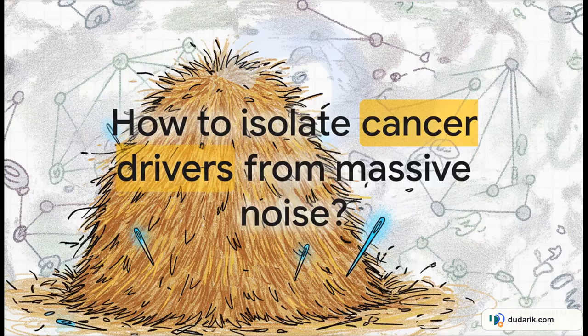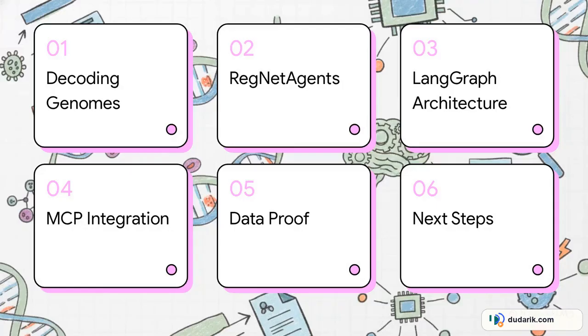Biological data is just incredibly noisy by nature. When researchers try to computationally model how genes regulate each other, they often end up with millions of hypothetical connections. The problem really isn't generating the data anymore, it's figuring out which of those millions of connections are actually causing the cancer.